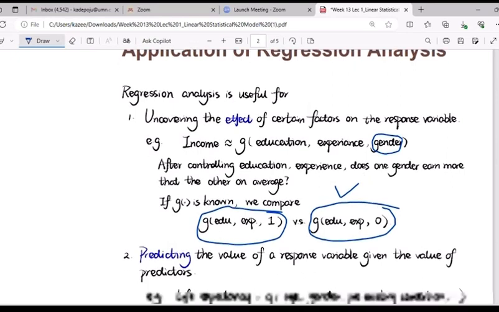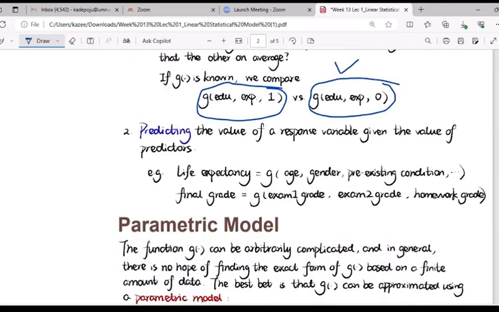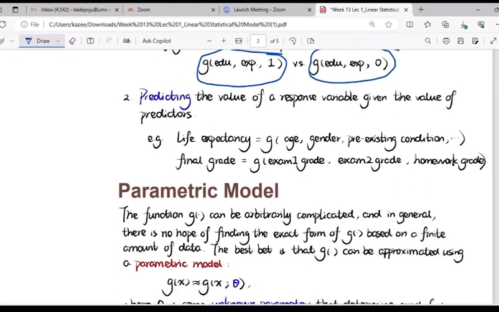Now, another thing is to pursue a prediction, predicting the value of the response variable. For instance, the relationship is fantastic and I want to pursue a predictive goal. If I know age, gender, pre-existing condition, and so on, can I predict the life expectancy? Or if you know your exam 1 grade, exam 2 grade, and the homework, can you predict the final grade and so on? Is there any question? Now that is the second relationship.